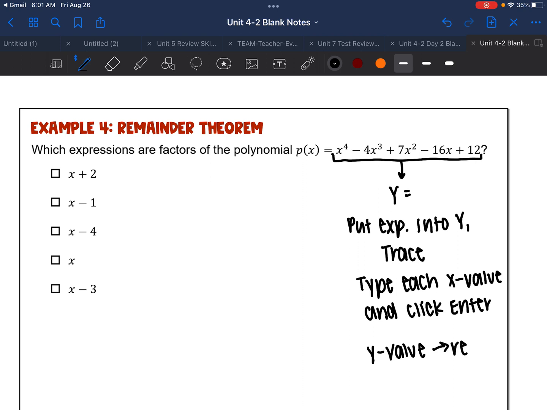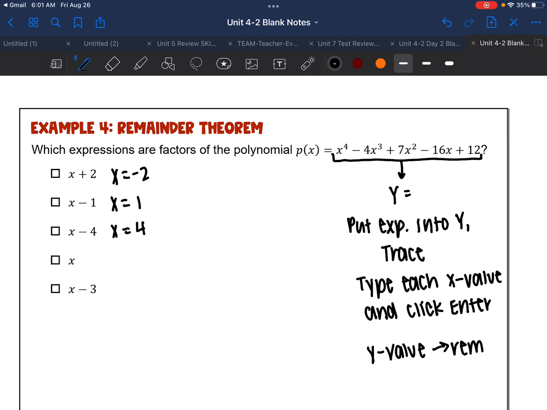is the remainder. Okay. So again, on your calculator, you're going to click your y equals button. You're going to put the expression into y1. Okay. Then you're going to click trace. And you are going to type each x value and click enter. And the y value that it gives you is the remainder. Now, for each of these expressions, we do have to list the x values. So we have -2, 1, 4.